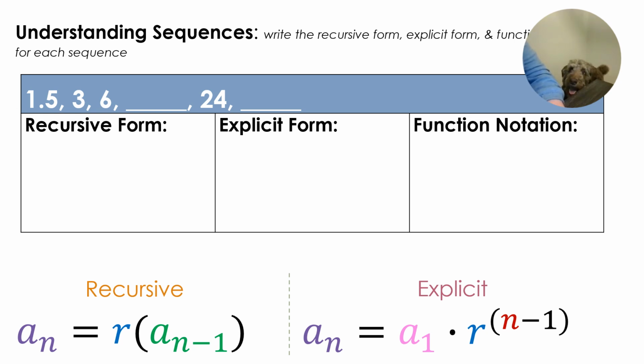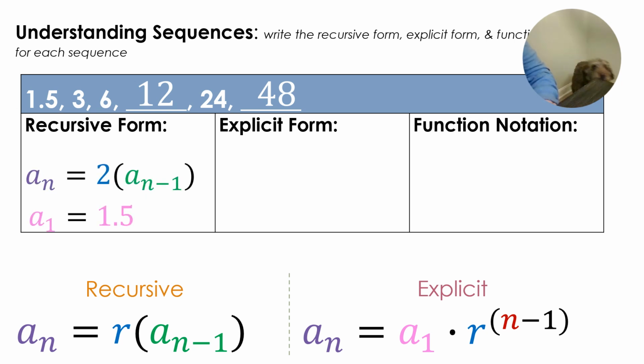All right, so now this is the same pattern as A, but I'm going to write the formula for recursive and explicit. Sorry, I thought I put them both up, so I kind of spoiled it. So recursive, you might remember that for R, we're going to put the multiplier, which in this case is 2. And for A1, it's my starting number, or my first term, which is 1.5.